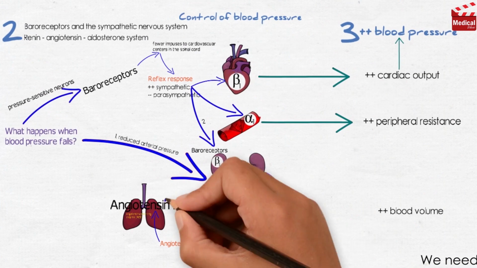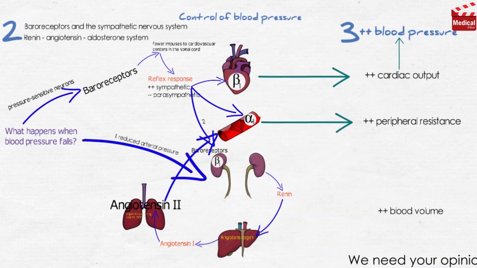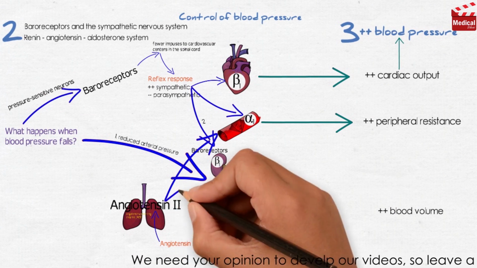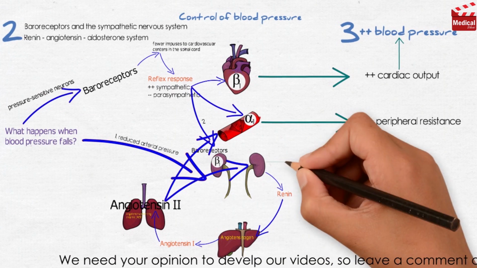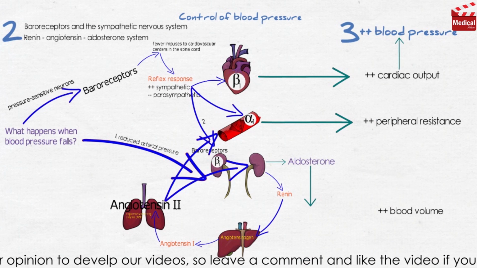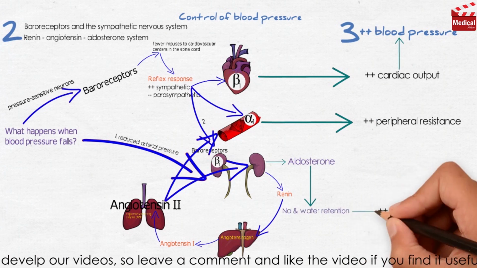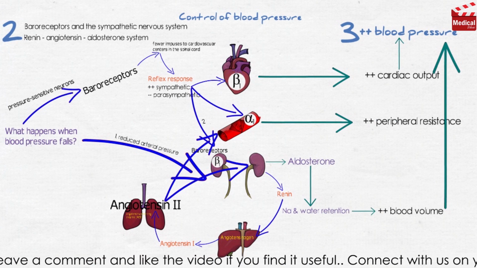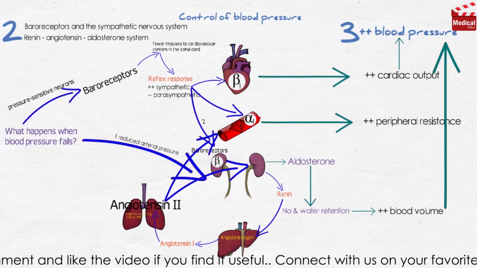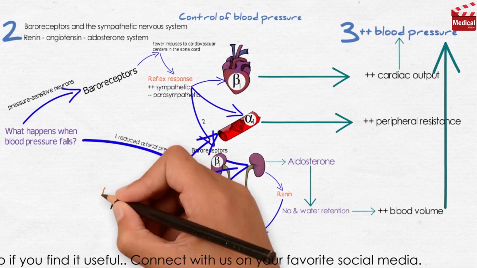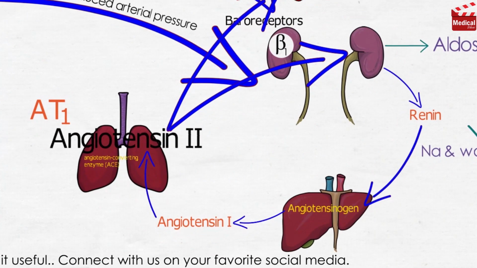Angiotensin 2 is a potent circulating vasoconstrictor, constricting both arterioles and veins, increasing peripheral resistance and blood pressure. Angiotensin 2 also stimulates aldosterone secretion, leading to increased renal sodium reabsorption and increased blood volume, which contribute to a further increase in blood pressure. These effects of angiotensin 2 are mediated by stimulation of angiotensin 2 type 1, AT1, receptors.